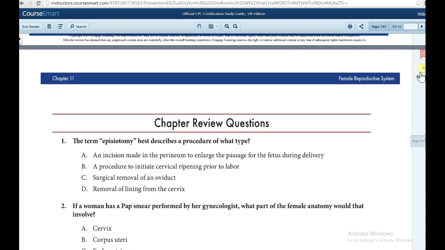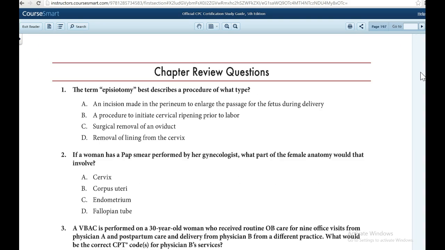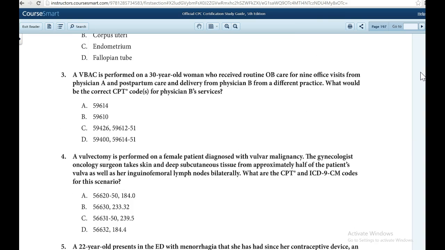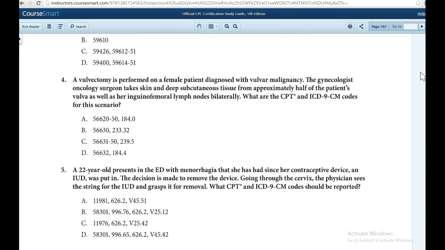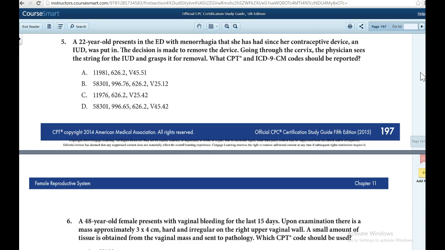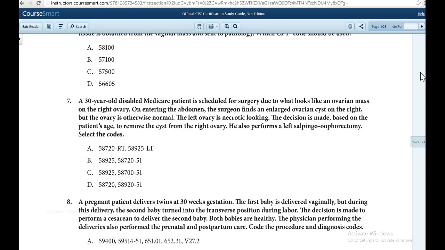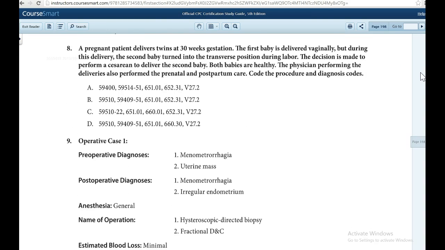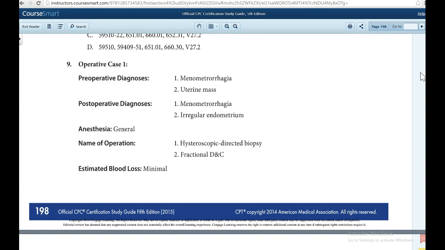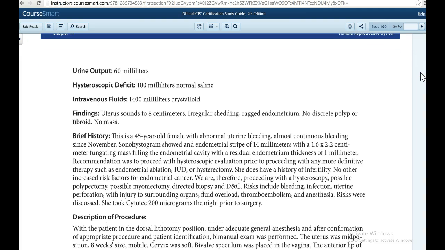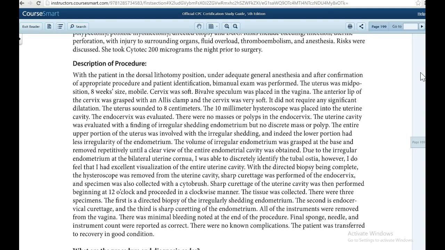And of course, you have your episiotomy. There are all these different test questions that you could go through, and you can make sure that you're up to par and that you're good with them. Go back and review these, and you should be fine.